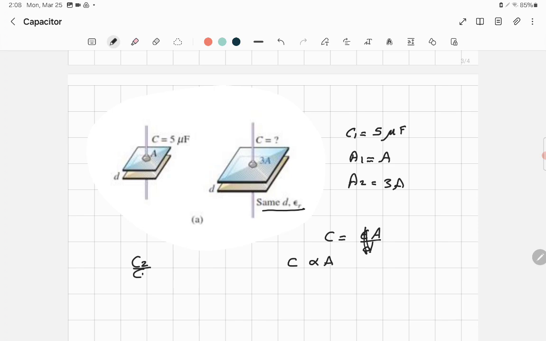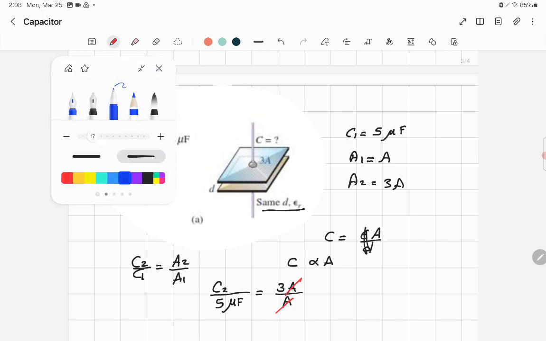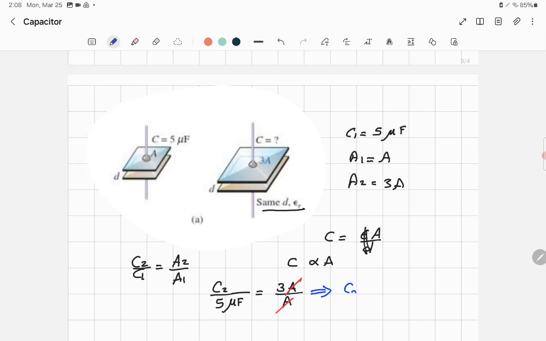So you have C2 over C1 is equal to A2 over A1, directly proportional. C2 is the unknown, C1 is equal to 5 microfarad, equal to A2 over A1. A2 is equal to 3A and A1 is equal to A. So the A cancels with A, and then you cross multiply, and C2 will be equal to 5 microfarad times 3. So you get 15 microfarad. So this capacitor has 15 microfarad. That's how you solve using the relationship between both.